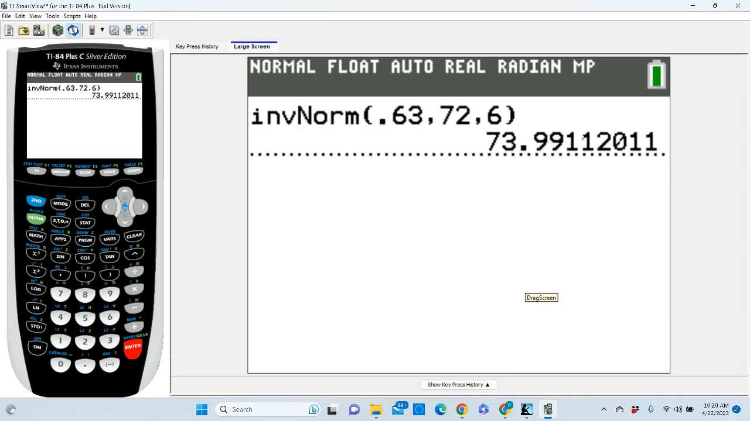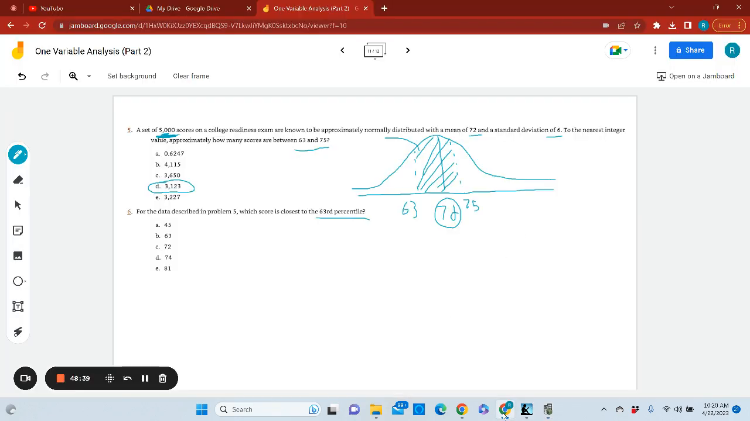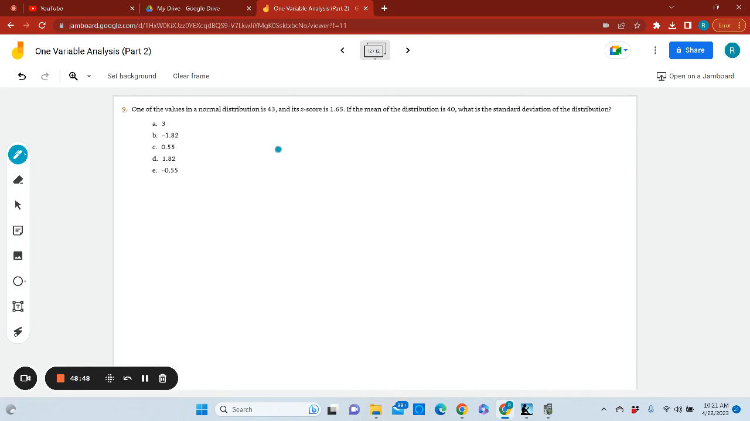Paste. And that's going to be really close to a 74, right? 73.99. So let's see what our answer choices are. There's 74. So it's got to be that one. Okay. And it looks like I got one more here. All right. It says one of the values in a normal distribution is 43. Its z-score is 1.65. If the mean of the distribution is 40, what is the standard deviation?